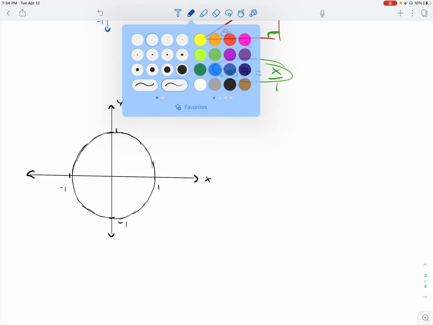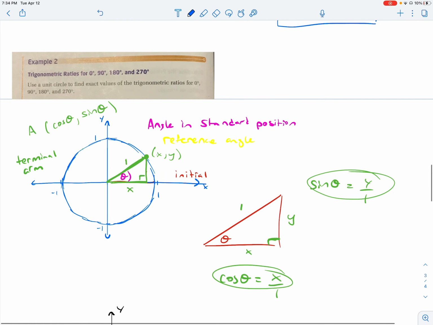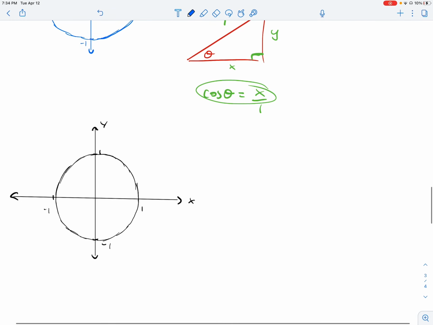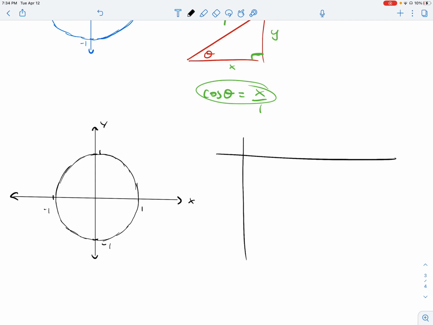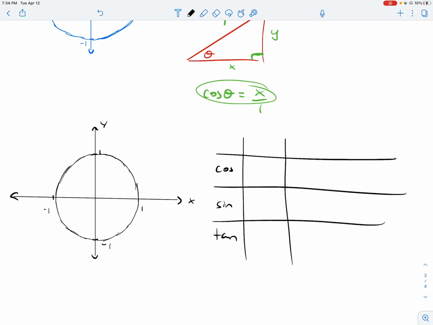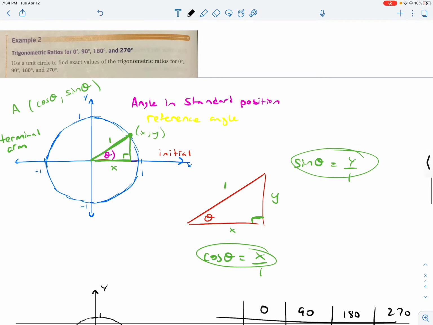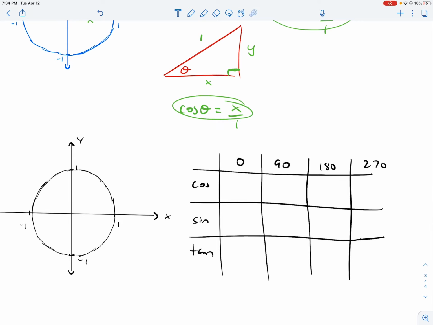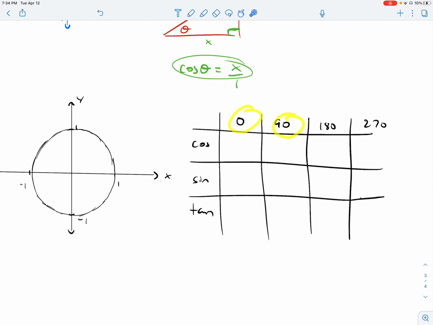Okay, now it wanted us to find the primary trig ratios. So that means all 3 for these 4 angles. Okay, so I'm going to create a table to do this. So we'll do cos, sine, and then we'll do tan. Here we'll put in our angle. We'll say 0, 90, 180, and I think the last one was 270. Okay, so these are the angles that I got to draw the terminal arm at.